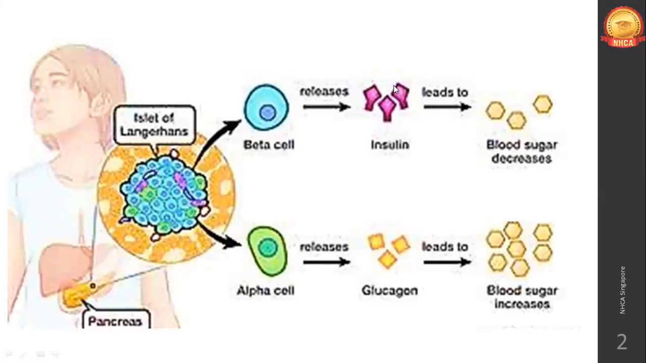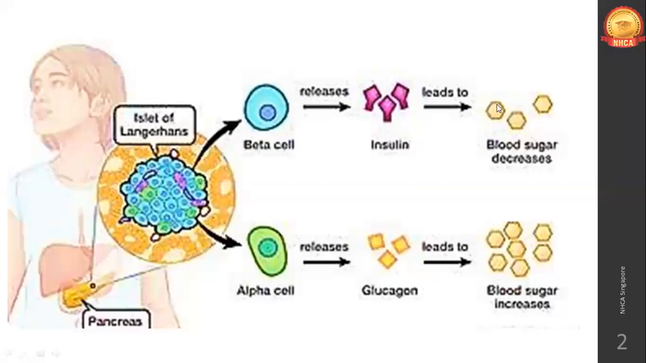So this is the anatomy of the pancreas. This is the islets of Langerhans. You can see a lot of beta cells and few alpha cells. Beta cells will produce insulin. Alpha cells will produce glucagon.